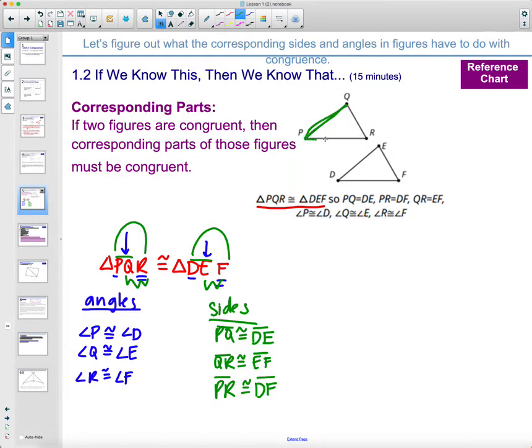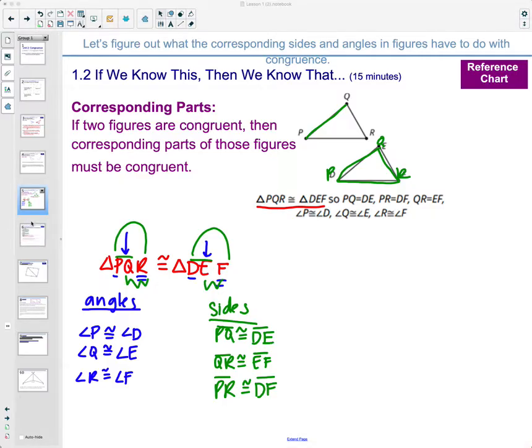Okay, so if I were to take this shape, P, Q, R, and move it down to the other shape, you would see PQ landed with DE, QR with EF, PR with DF, angle P and D, angle Q and E, angle R and F. So those are corresponding parts. And they need to be from congruent figures.